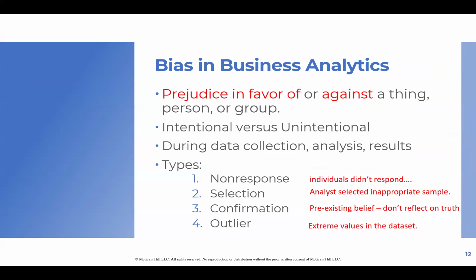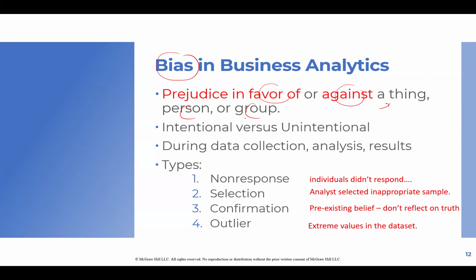Bias is a kind of prejudice. That means we are all biased in some way or other. You will try to help your people. That's normal, human nature. It is being in favor of or against a thing, a person, or a group, whomever you want to favor or be against.